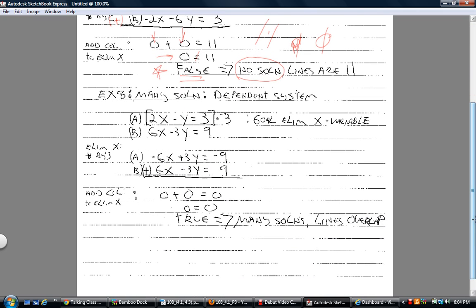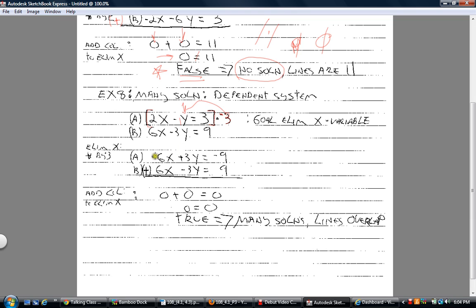Example 8 comes along. Equation A is 2x minus y equals 3. Equation B is 6x minus 3y equals 9. Maybe this time you pick on the y. Again, I like that when the coefficient is a 1. I see a negative 3y, so if I multiply by a negative 3, a negative times a negative would make a positive 3y. I would add up the columns and eliminate. There's my strategy. I put my brackets around equation A and multiply by that negative 3.